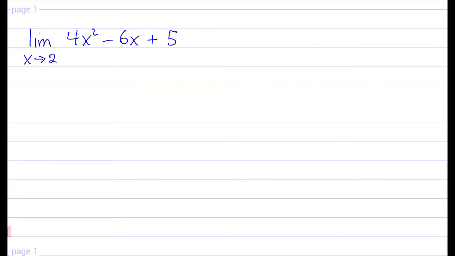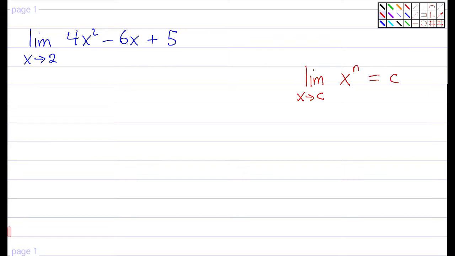And here I'm going to be making use of some results. I'm not going to prove these results, but we're going to need them. For example, the limit as x approaches a number c of x to any integer power n equals c to the n. The limit as x approaches c of a number a times x to the n is equal to a times c to the n.